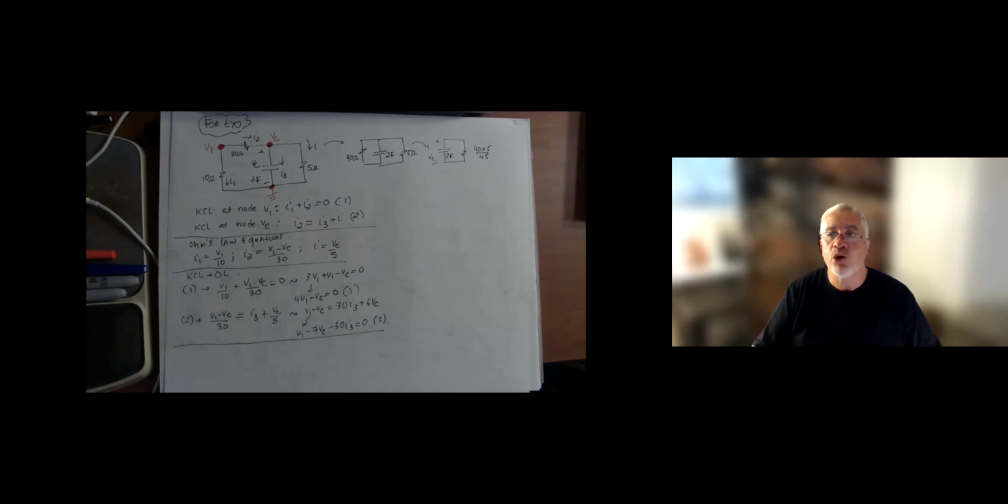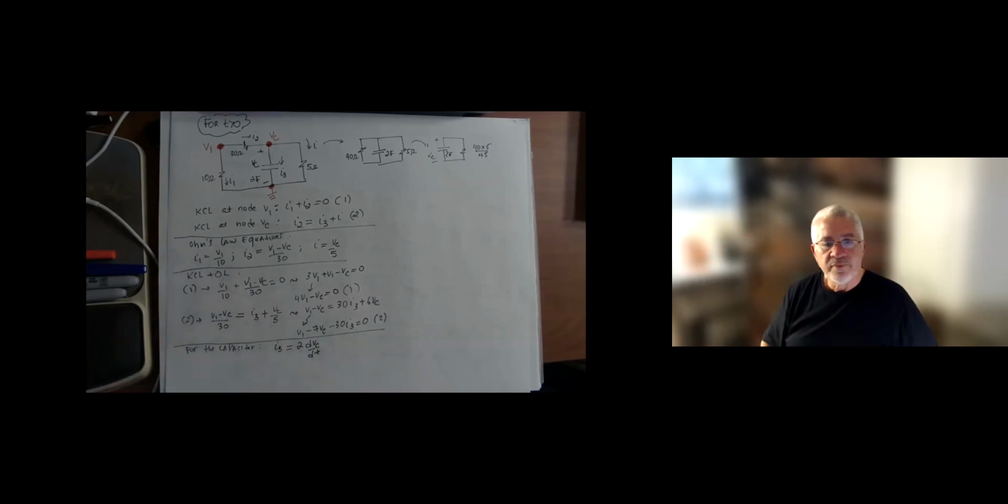Okay. So I want to show you that process as methodical as it is, because I'm hoping that helps you get a really solid procedure down so that you can solve any problem. Now, write the capacitor relationship. For the capacitor, I3, that's the current through the capacitor, equals the capacitance times dVC dt.